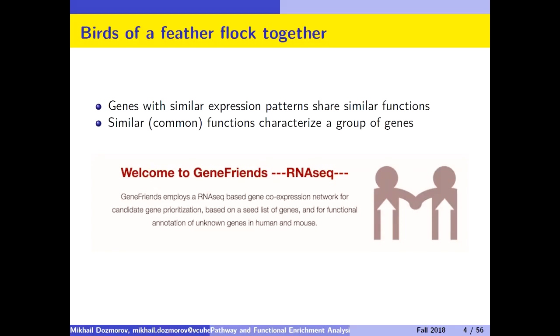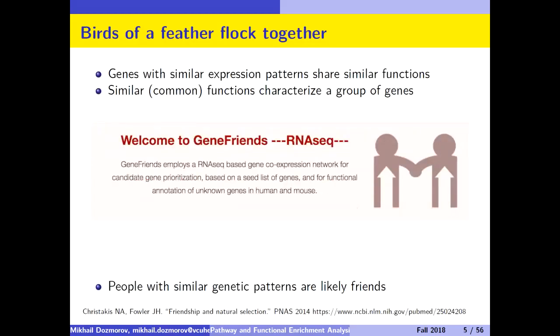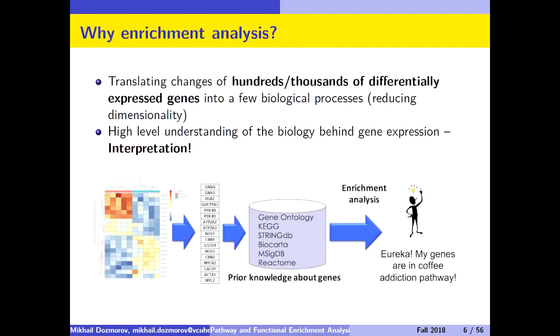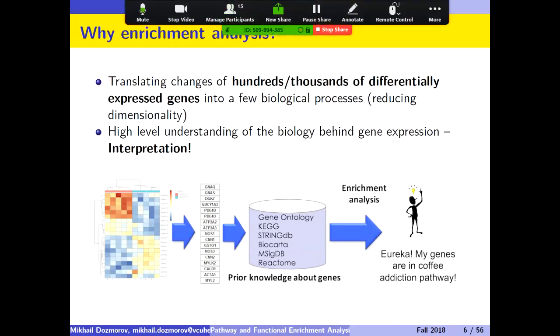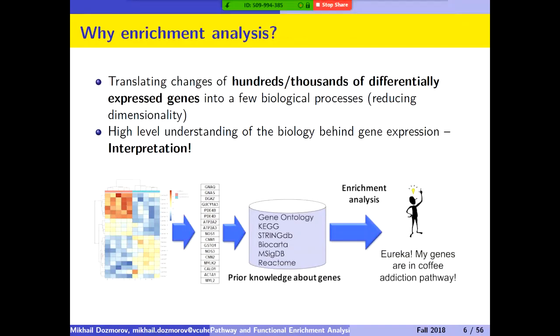And it's not only about genes with similar expression patterns sharing similar functions. It's also about people. People with similar genetic patterns are also likely to share some similarities. For example, they can be friends. And this boils down to answering the question, what's so special about your genes that changed under a particular condition? Again, we have genes that changed their expression, and based on prior knowledge, that's what we will be focusing on. You make a conclusion about what your genes are doing.